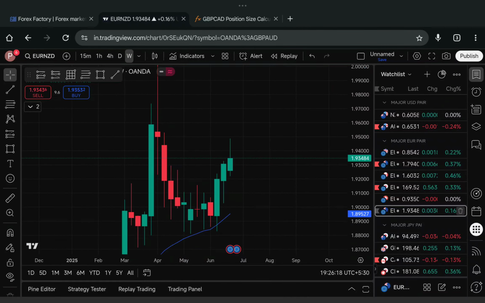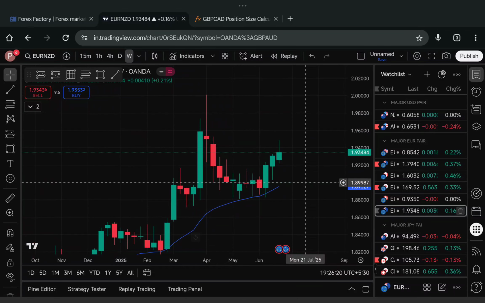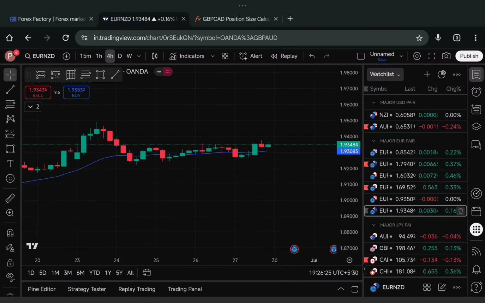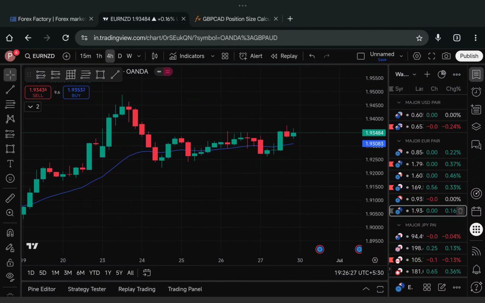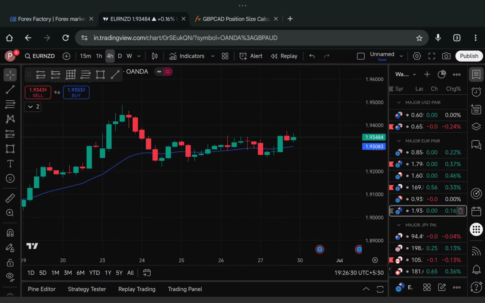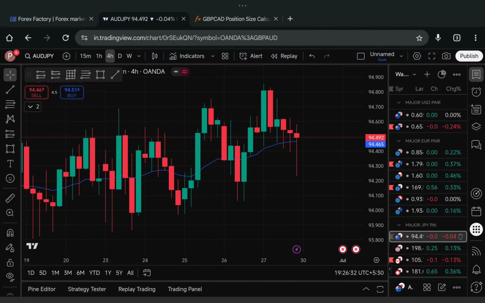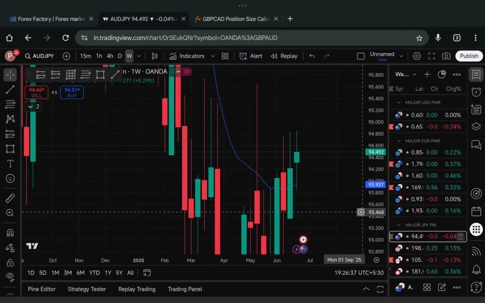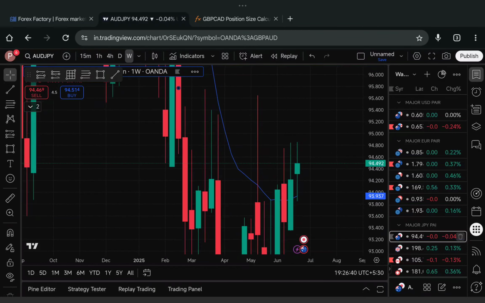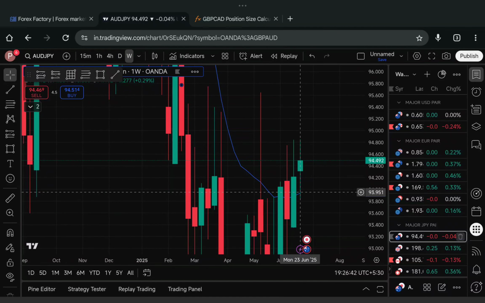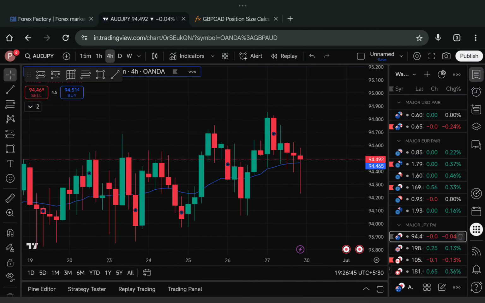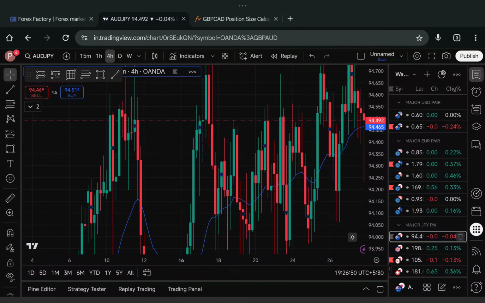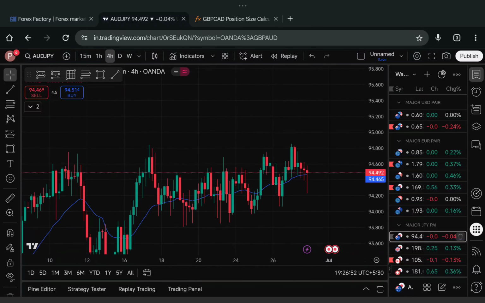At the weekly time frame, I can see that price is very bullish, and after retracement, price is going upwards. At the 4-hour time frame, I can see that price is consolidating, so nothing to mention here. Now at AUD JPY, at the weekly time frame, price has just taken liquidity from this 21 EMA. At the 4-hour time frame, the market is very choppy, so I did not take any trade here.